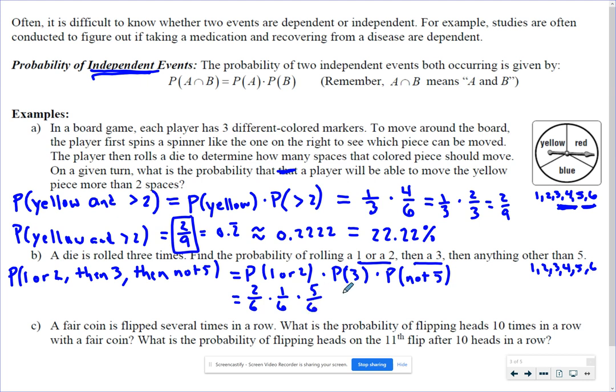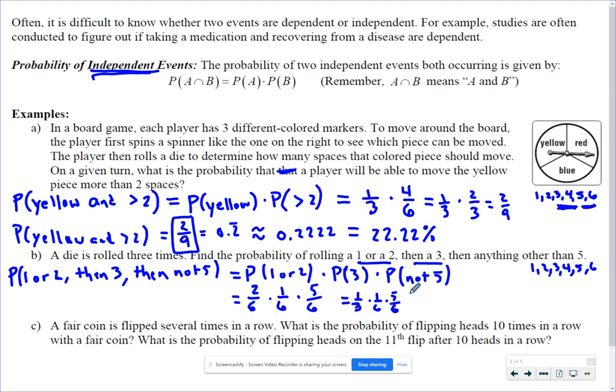Total number of outcomes is 6. We're going to do a little reducing. I'm going to make this first one a 1/3. Okay, so 2/6 is the same as 1/3. I'll just reduce it this way. You okay with that? Well, maybe not. Maybe we won't reduce it that way. So that's 1/3 times 1/6 times 5/6.